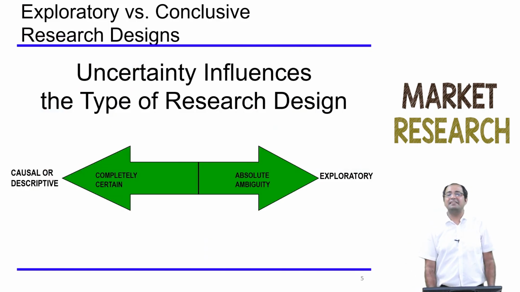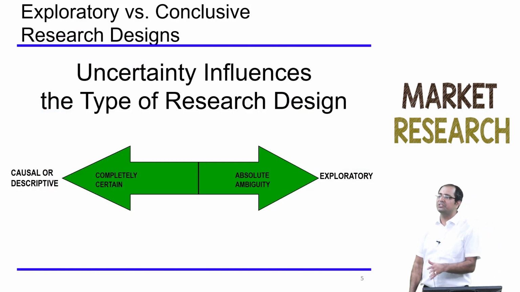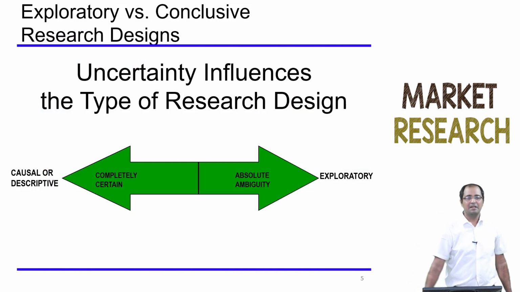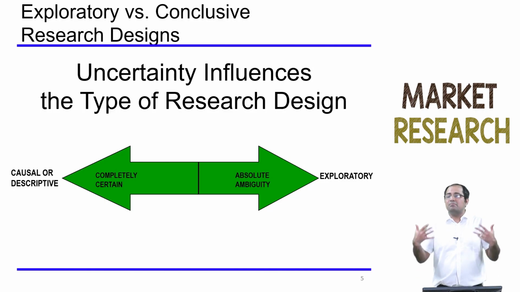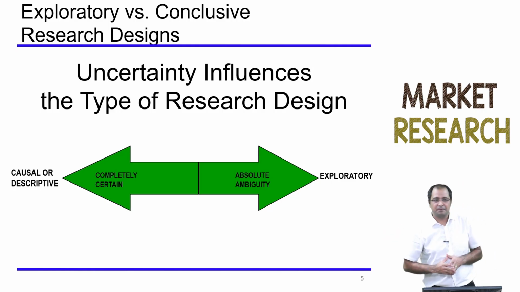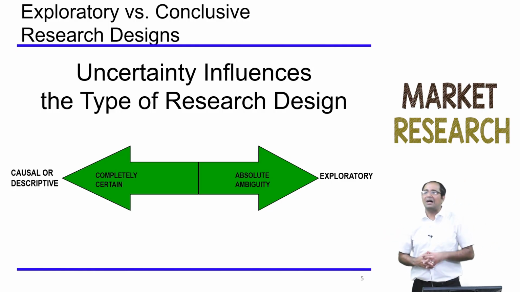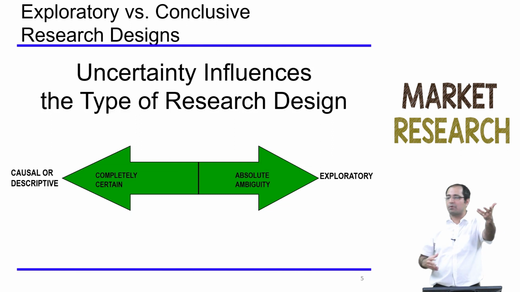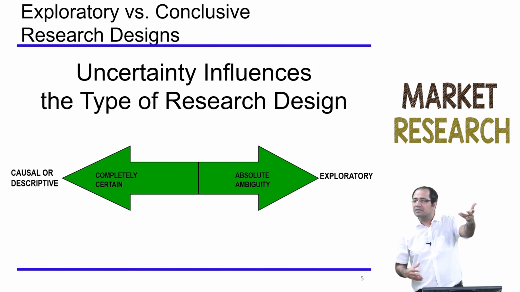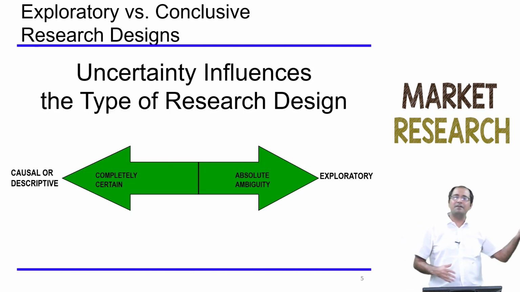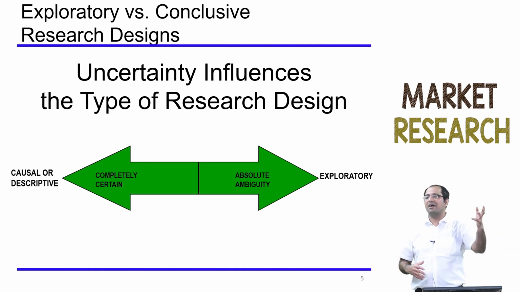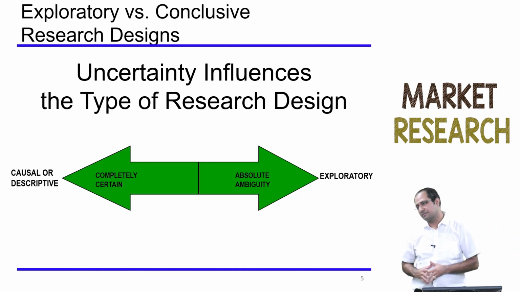So uncertainty decides whether you are going to use exploratory or conclusive research. If the problem is not known and only the symptom is known, then you have to use exploratory research. Once there is certainty about a probable cause, and you are going to confirm and solve it, then you have to use conclusive research.